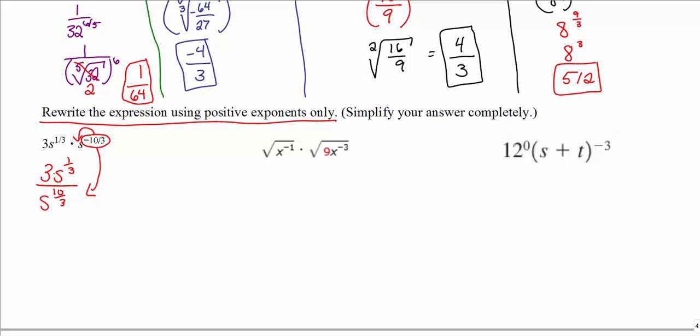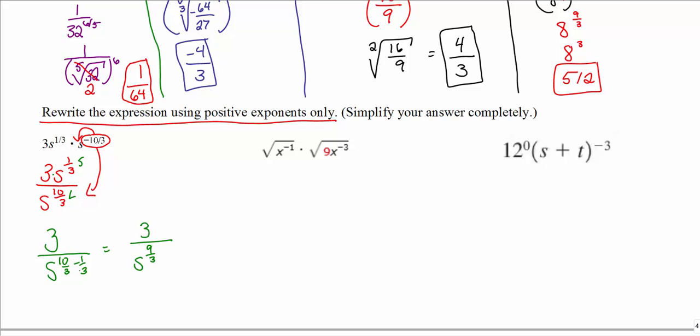Now, we have 3 times s to the 1/3 power divided by s to the 10/3 power. When we have like bases, we can subtract the exponents. We want to keep the exponents positive, so we're going to do larger exponent minus the smaller exponent. So we're going to leave the 3 as is, and keep the same base of s. We're going to do 10/3 minus 1/3. The answer always goes where the larger exponent was. So we get 3 over s to the 9/3 power.